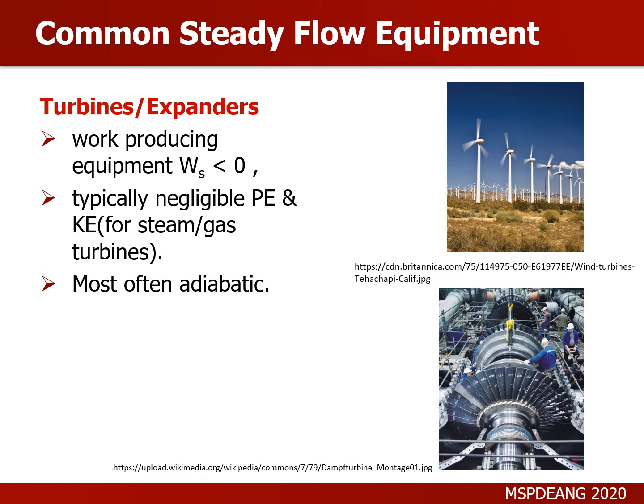The next type of equipment are your turbines or your expanders. And turbines and expanders are work-producing equipment. They take kinetic energy or thermal energy from the flow stream and convert this into useful mechanical energy. And then this mechanical energy runs a generator which can now be used to generate electrical energy. Now, most often, turbines and expanders operate adiabatically and Q is 0. And typically for steam turbines, PE and KE are negligible. So for steam turbines, delta H will just be equal to W.